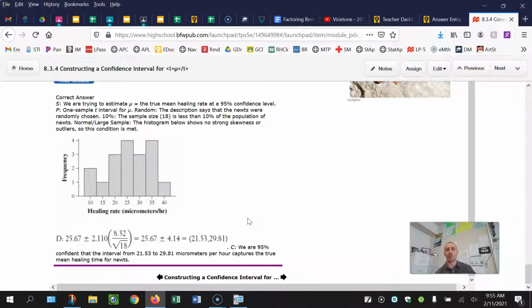We're 95% confident that the interval from this to this, now we have units, micrometers per hour, captures the true mean healing time for newts. So there's your 4-step process. You want to split that paper up and you want to make sure you have all 4 of those. The one thing that I don't see in here, it is in here. At the end of the plan step, you have to name this procedure. This is called a one sample t interval. It's not one proportion. We don't have proportions. We're using the t distribution, not the z. So that's why it's a t interval. All right, moving on.